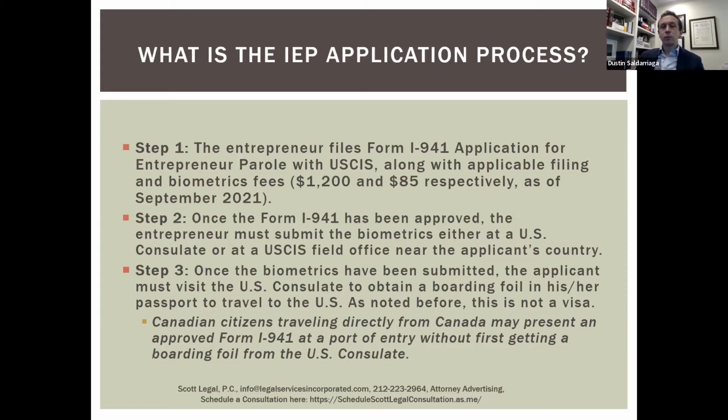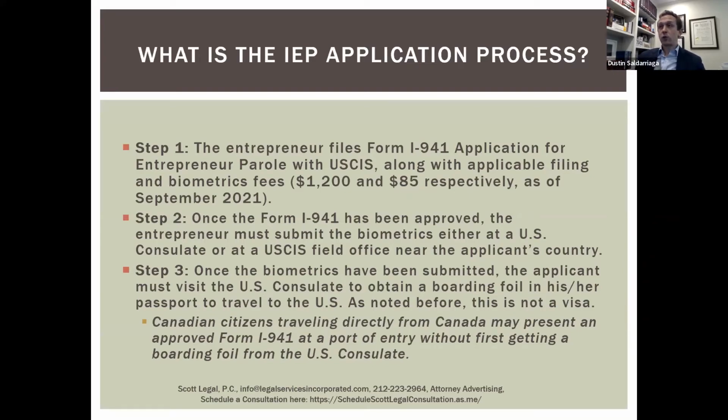Once USCIS has approved the form I-941, the applicant would then have to do their biometrics, and they'd either do that at a US consulate or at a USCIS field office. And finally, once the biometrics have been submitted, the applicant would go to their consulate with the approved I-941, and they would get what's called a boarding foil in their passport, and that would allow them to board an airplane and travel to the US. So again, they would not get a visa. They would get a boarding foil, and that's what the airline would look at to say this person can board the plane, we can take them to the US.